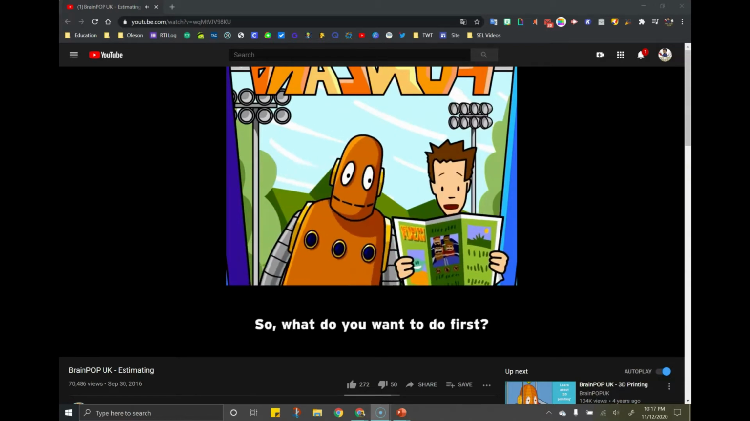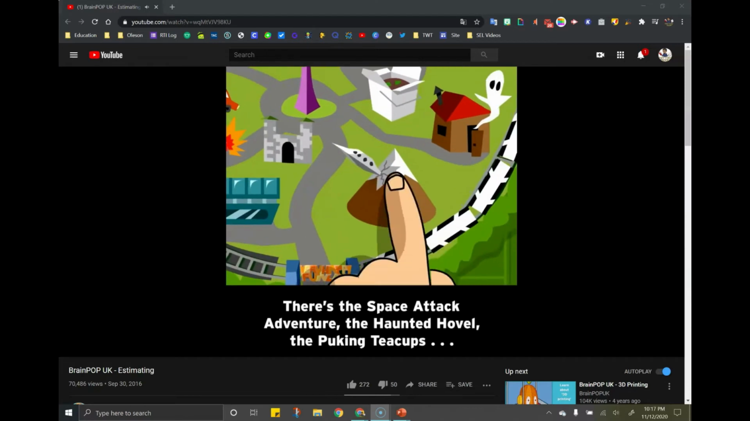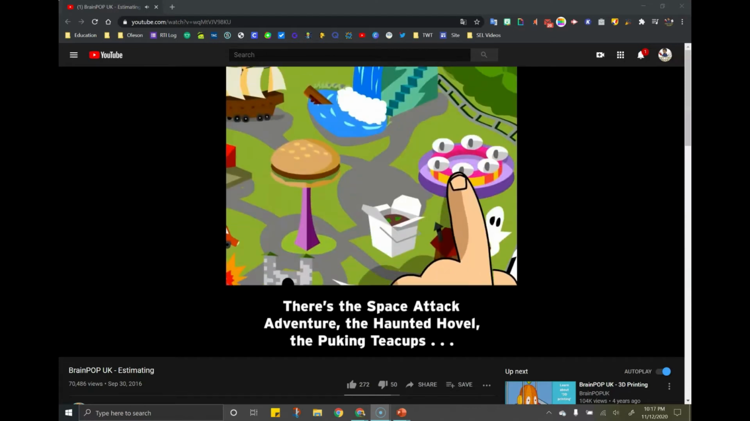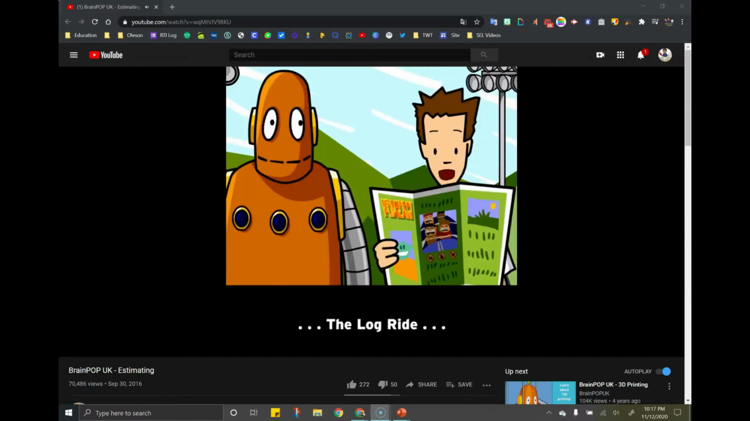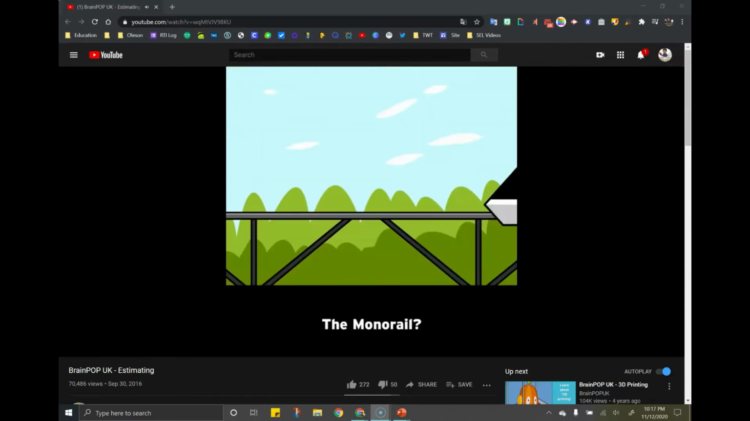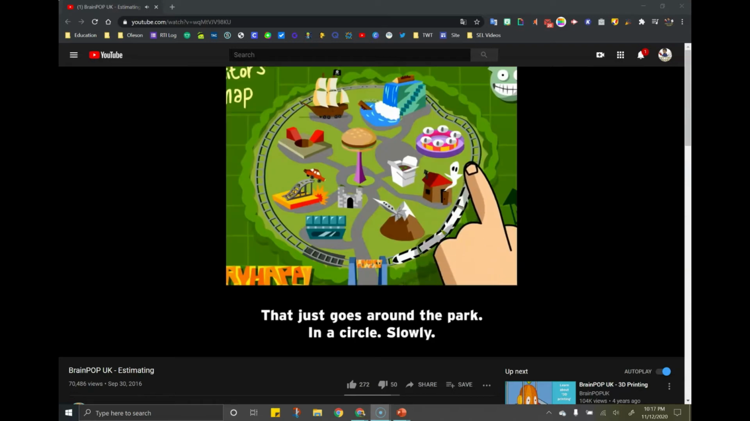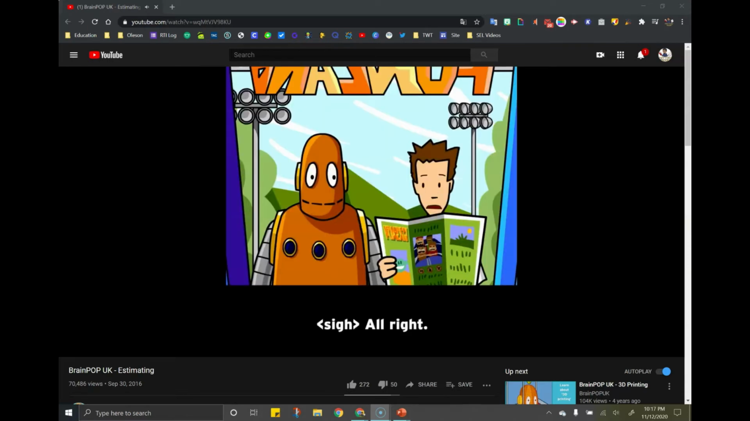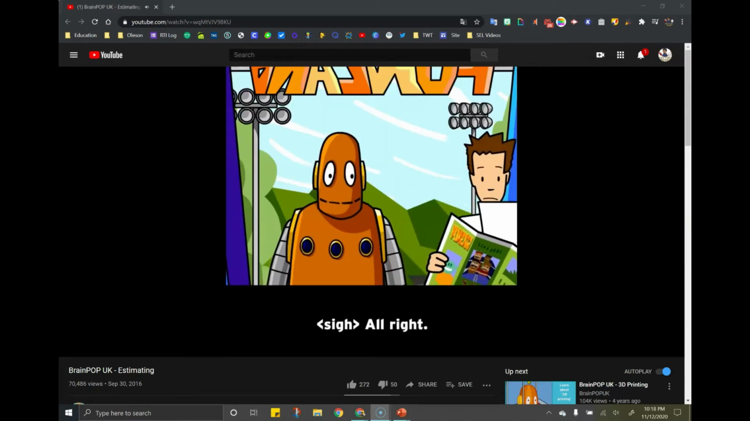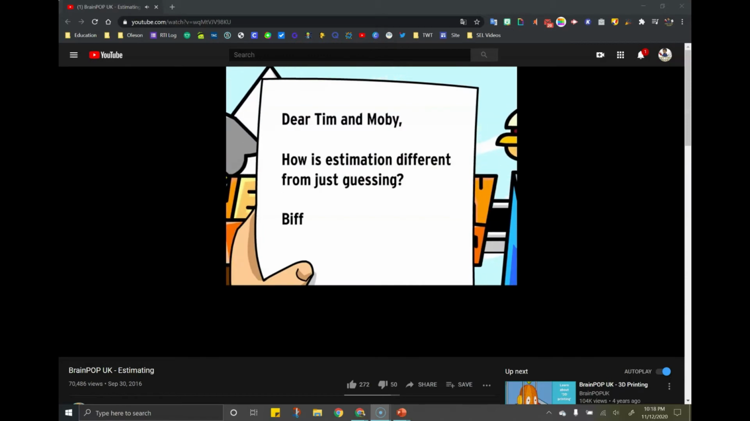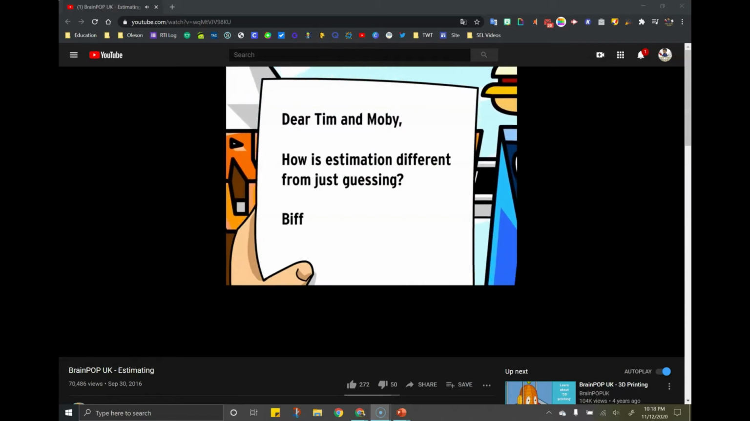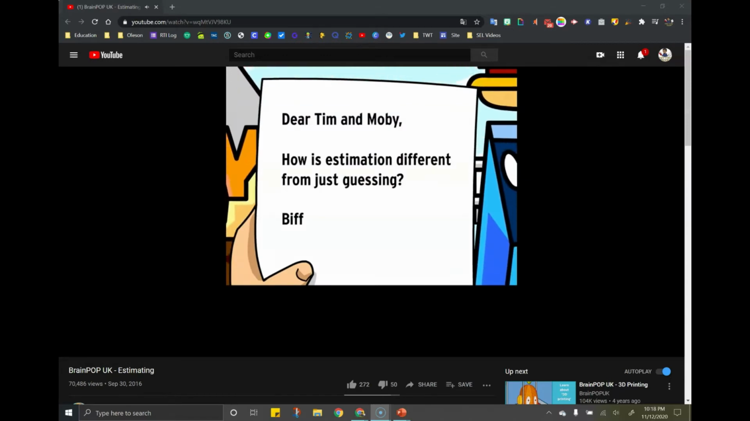So, what do you want to do first? There's the space attack adventure, the haunted hovel, the puking teacups, the log ride, the monorail. That just goes around the park, in a circle, slowly. Oh, all right. Dear Tim and Moby, how is estimation different from just guessing?